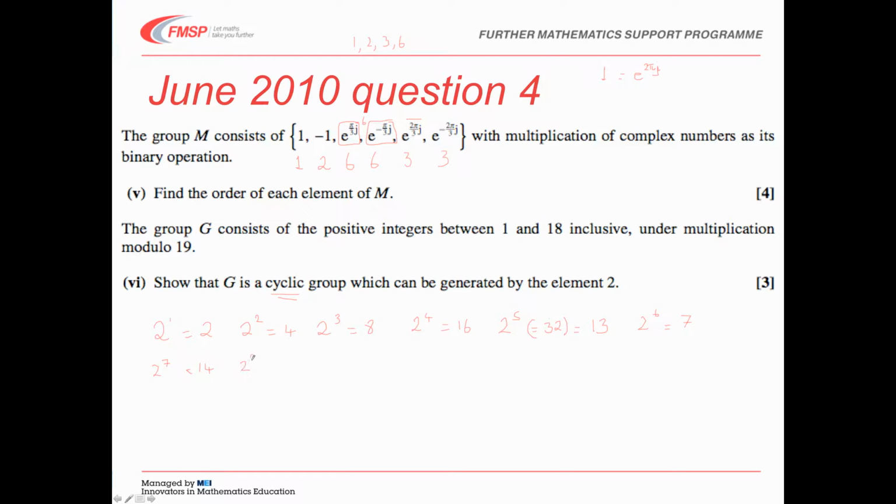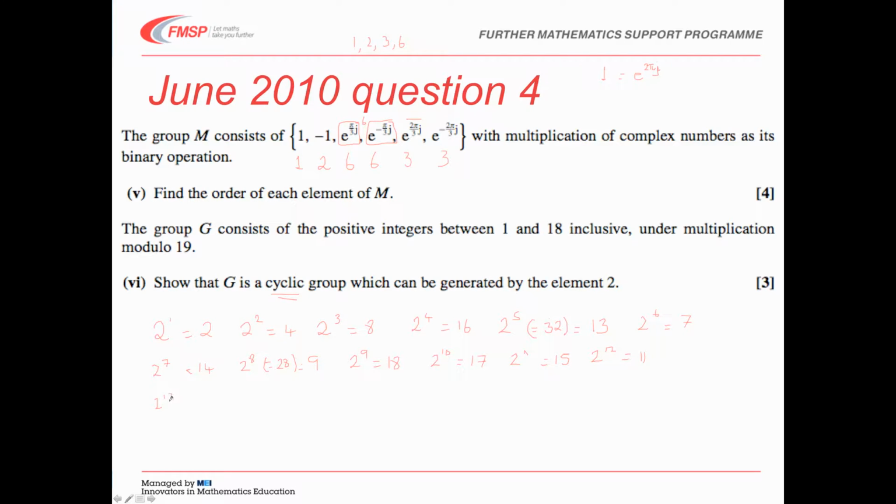2 to the power 8, again we can multiply that by 2 and get 28. Modulo 19, that's just equal to 9. 2 to the power 9 is equal to 18. 2 to the power 10, if we multiply 18 by 2, we get 36, which is 17 modulo 19. 2 to the power 11, etc, etc, etc. I'm going to just write the rest of these down because I think you can do the multiplication in your head.